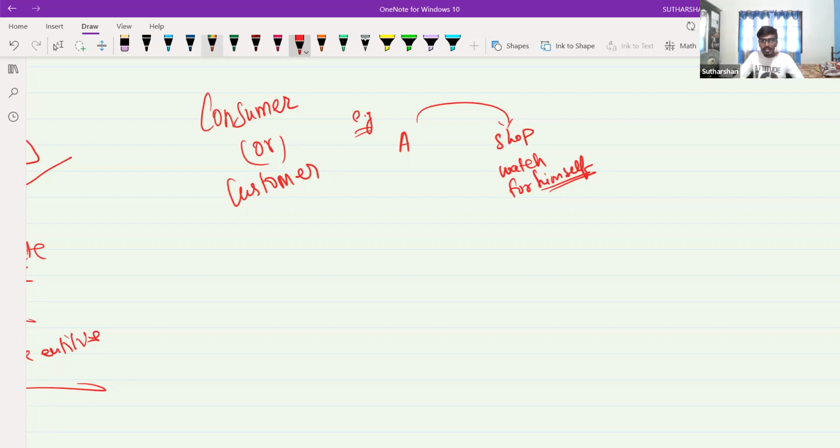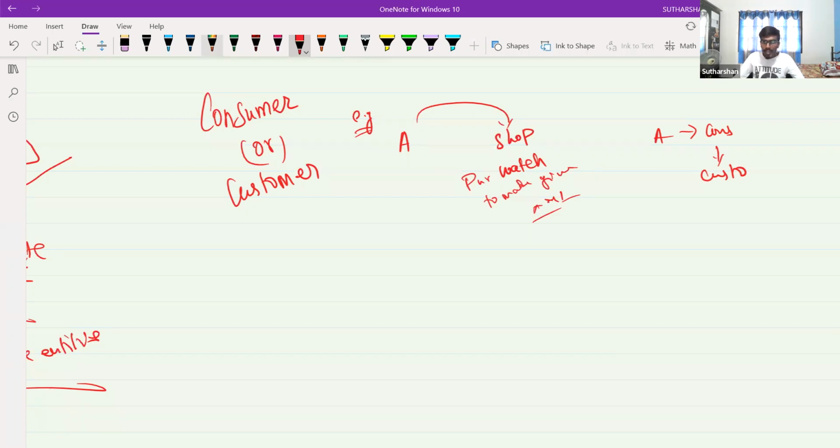In this case, A will act as a consumer and A will act as a customer. Suppose I take this example: A goes to a shop and purchases a watch to make a gift to a number of persons, say a person named XYZ.